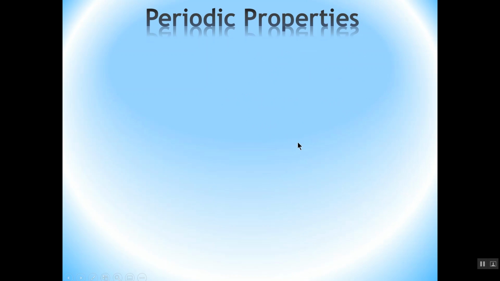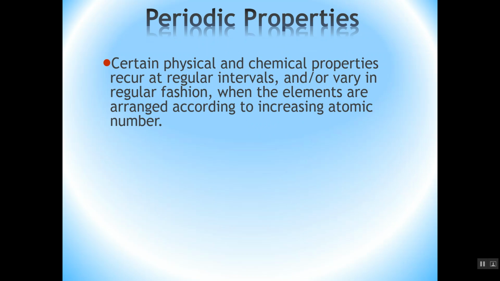Okay, so now we're going to get into a discussion of periodic properties. What we're looking at in this section is how certain trends occur across a period or down a group in the periodic table for elements, and how they're related to the electronic structure of the atom.